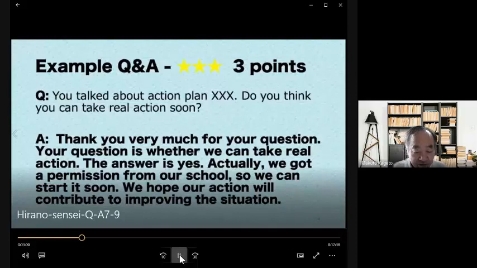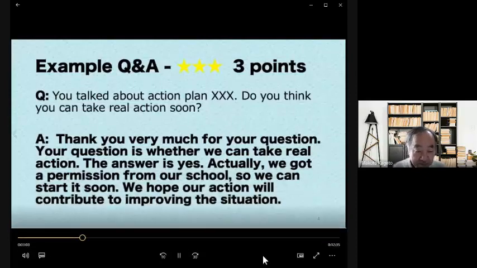Once again. You talked about action plan, blah, blah, blah. Do you think you can take real action soon? An example answer is like this. Thank you very much for your question. Your question is whether we can take real action. The answer is yes. Actually, we got a permission from our school, so we can start it soon. We hope our action will contribute to improving the situation.